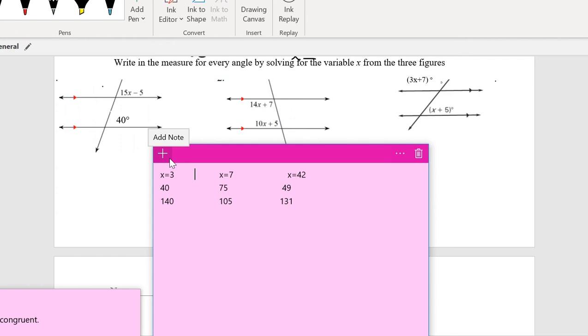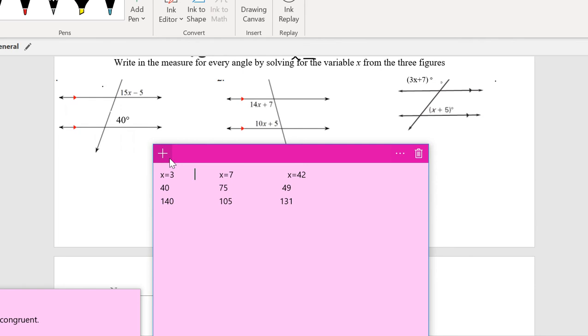This is the question on the left. The x is equal to 3. All of the acute angles are 40. All the obtuse angles are 140. So you need to figure out how you would get x. You've got to show your work in order to get any credit for this, okay? And I'll give you extra credit. 15x minus 5. The other angle is 40. So x is 3. So the one in the middle, x is 7.